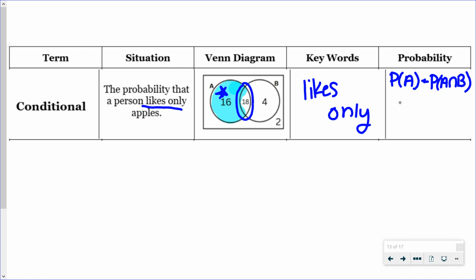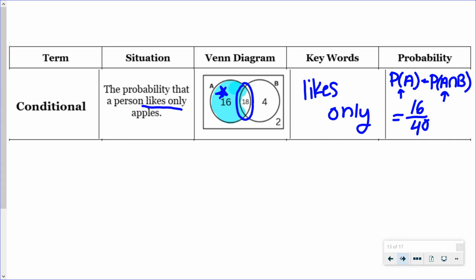Now, sometimes you will have to find the actual probability of A and the actual probability of the intersection and subtract them. Sometimes, like in this one, we're given that number that's on the outside. So our answer is just 16 over 40. Okay, we just take the number we are given.